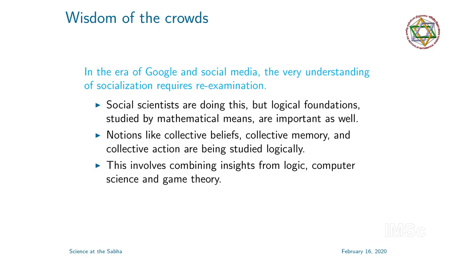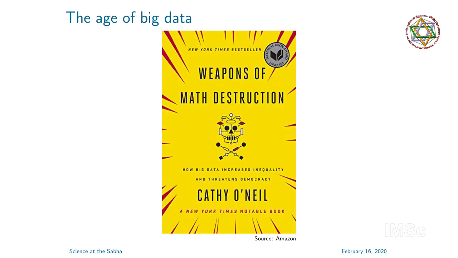In the era of Google and social media, the very understanding of socialization requires re-examination. Social scientists are doing this, but logical foundations studied by mathematical means are important as well. Notions like collective beliefs, collective memory, collective action are susceptible to a certain amount of logical analysis. These involve combining insights from logic, computer science, and game theory, and there's a kind of logical foundations I'm talking about.